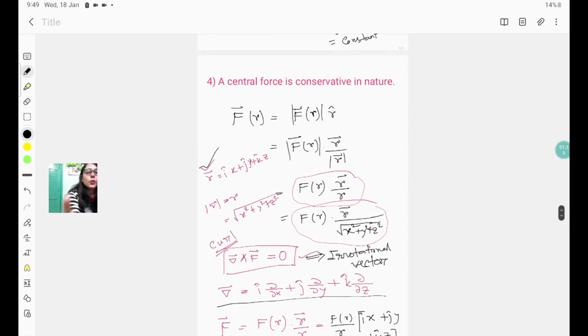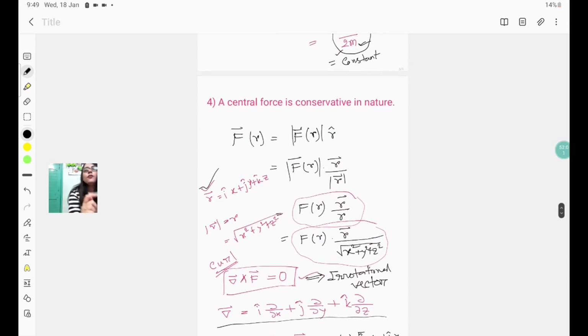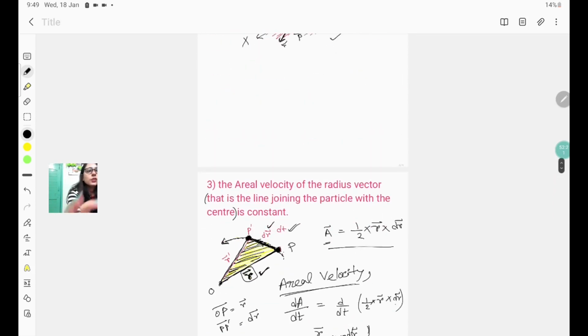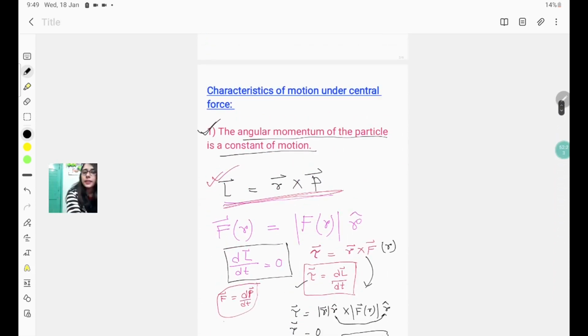Okay, so this way we could prove that the central force is a conservative force in nature. So the number 4 characteristic, that the central force is a conservative force, we could prove it. So these 4 are the basic characteristics.